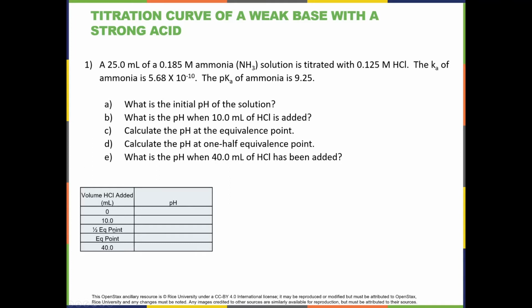By finding the equivalence point, it's easy to find half of the equivalence point, but we already know what the pH is going to be. The pH is going to be 9.25 because at half the equivalence point, pH equals pKa. And it says, what is the pH when 40 milliliters of HCl has been added? So we have a lot of points to figure out here, 5 points. But like I mentioned before, the math here is a little bit more challenging than for the previous example.